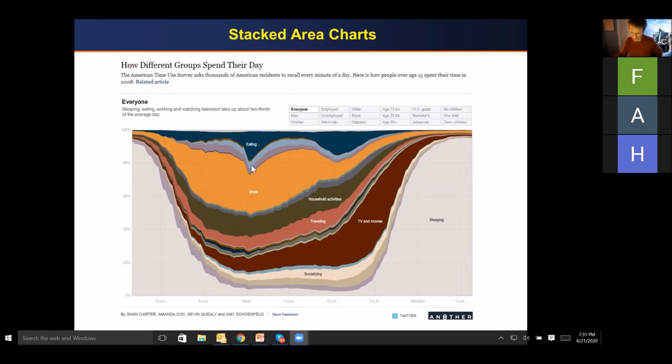Eating, work, household activities, traveling and TV and socializing and sleeping, right? So this is over time, right? You can see there's a dip for lunch in eating, and there's a dip for dinner, and then nobody eats here anymore, right? Then the work, not a lot of people stop working when they're eating, right?